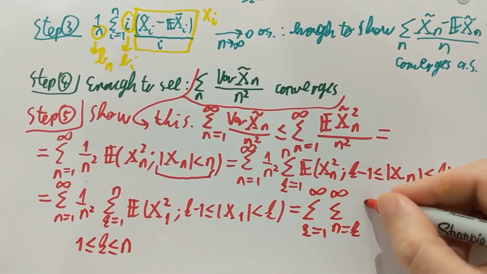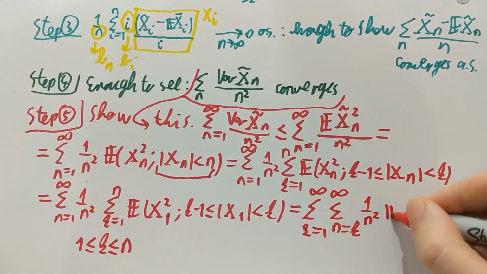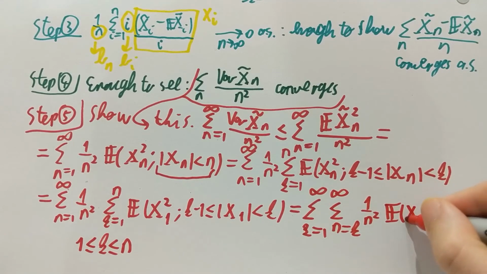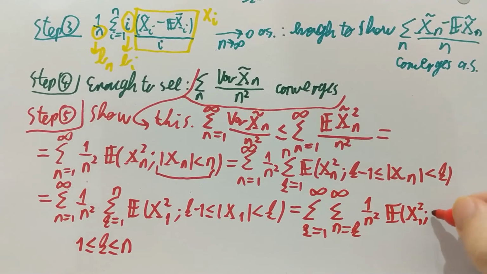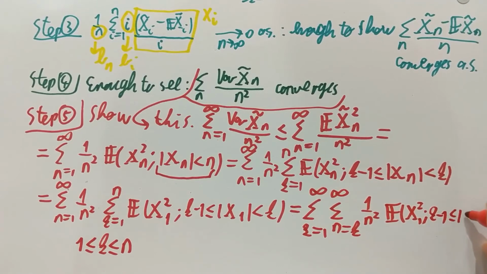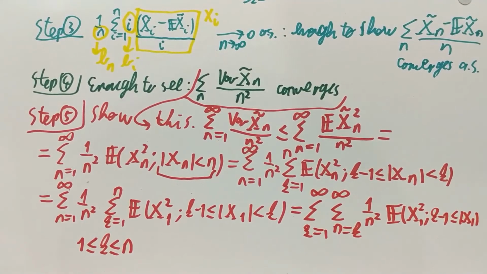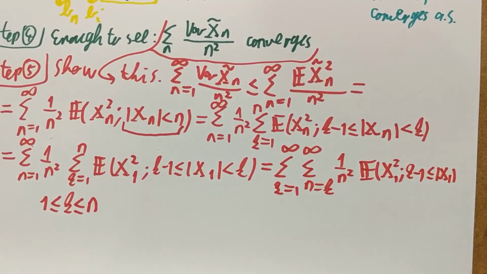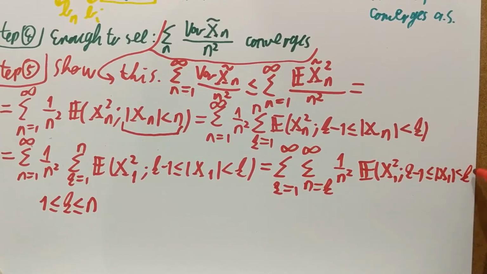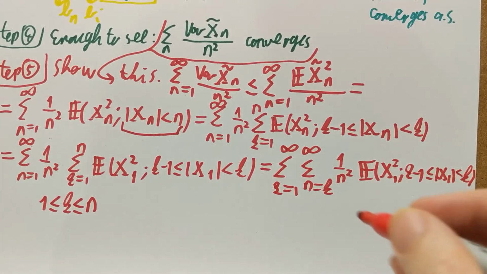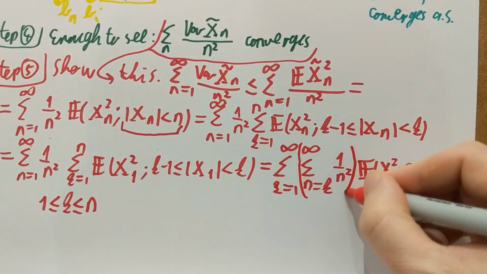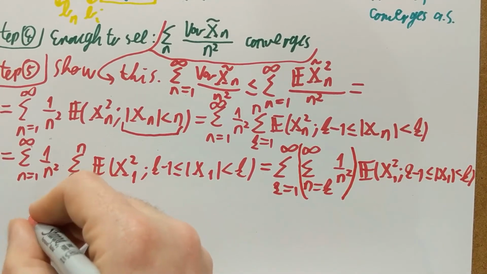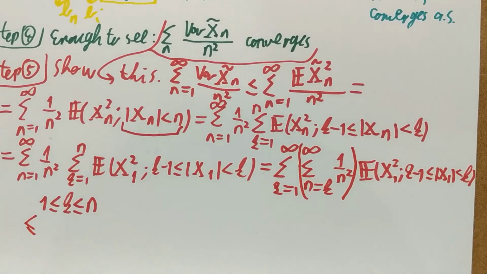I'm going to have the 1 over n squared, and I'm going to have the expectation of x1 squared on this interval, k minus 1 less than or equal to x1 and strictly less than k. Alright, notice that on this right hand side nothing depends on n anymore, so I can as well look at this sum separately. And everybody is non-negative. This is a square, this is an indicator, everybody is non-negative.